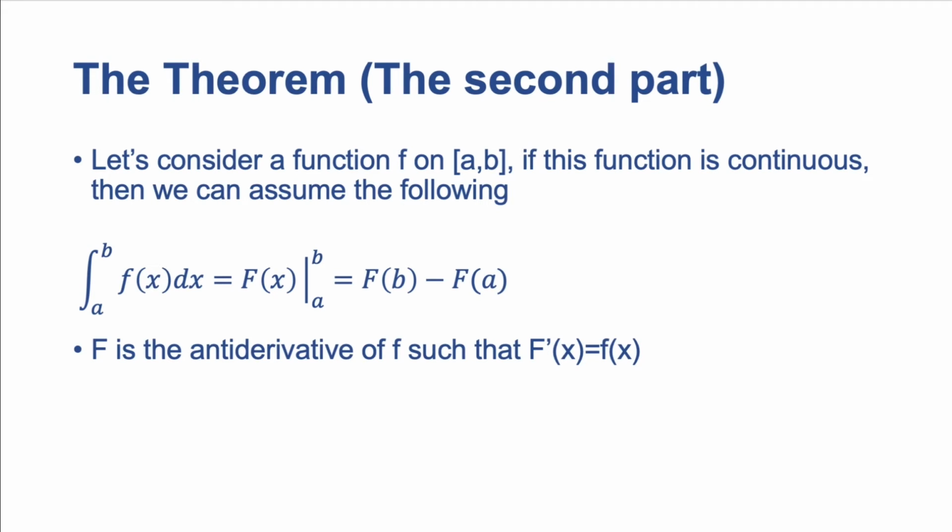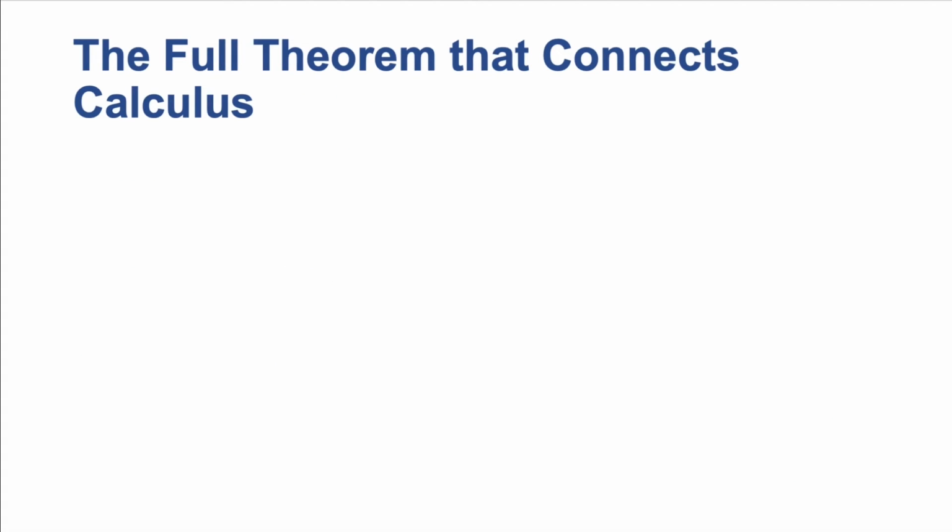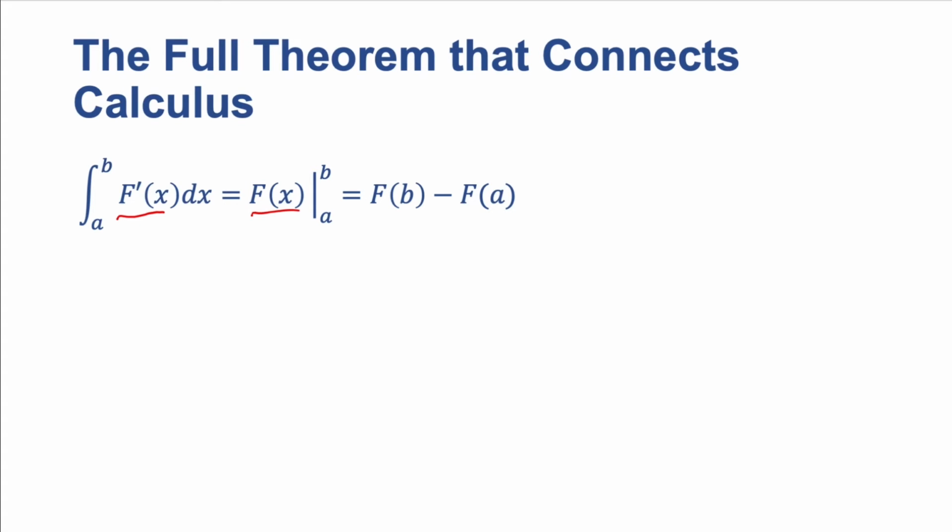So if I have capital F of x and I differentiate it, I will get little f of x. And if I anti-differentiate little f of x, I get big F of x. I'm going to rewrite the second part of the fundamental theorem of calculus in a way that I think more replicates the connection between the derivative and the integral. Instead of little f of x, I'm just going to write capital F prime of x, to show that that's the derivative of the function that we're evaluating, just so that that's clear.